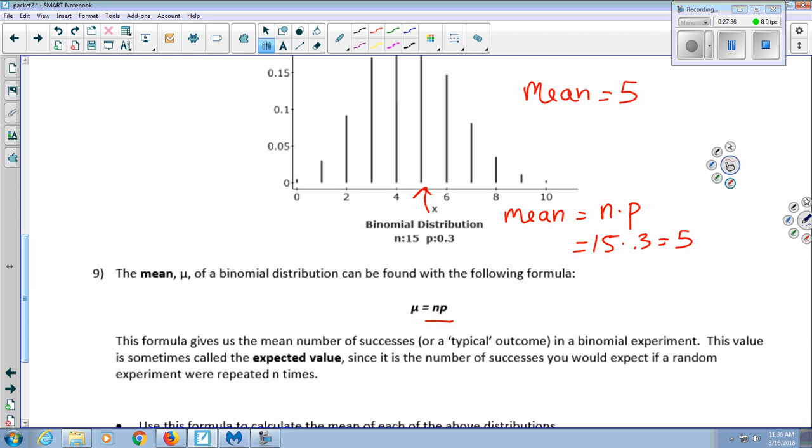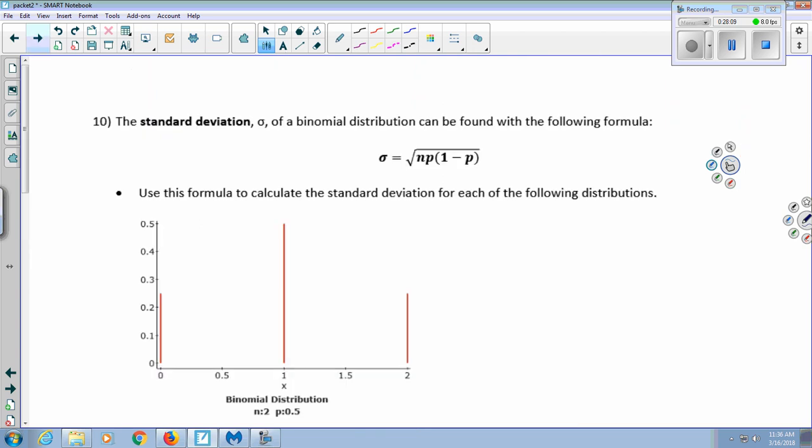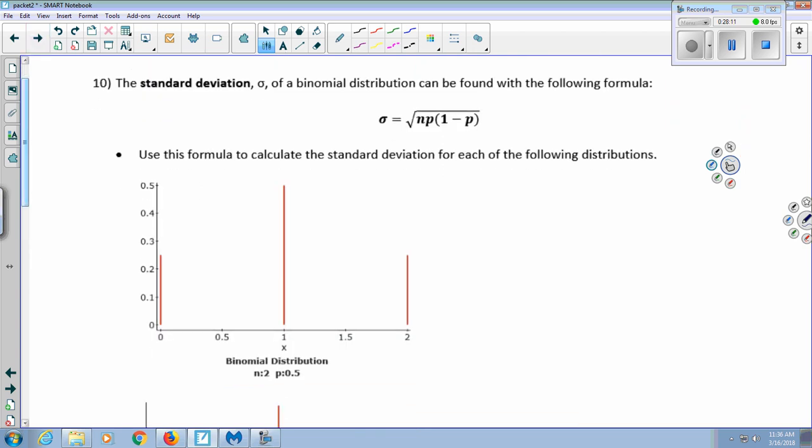If we go back and calculate the mean, let's do that here, using our formula. Mean equals n times p. So that's 2 times 0.5 equals 1. Mean is equal to 4 times 0.5, which is equal to 2. So we were pretty good on the means. Those are just what we expected. So n times p is how to find the mean of your binomial distribution. The standard deviation formula looks like this.